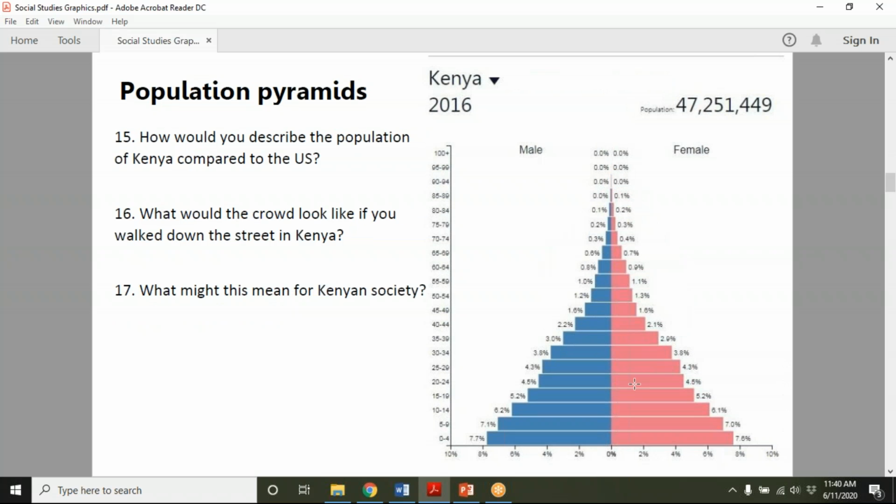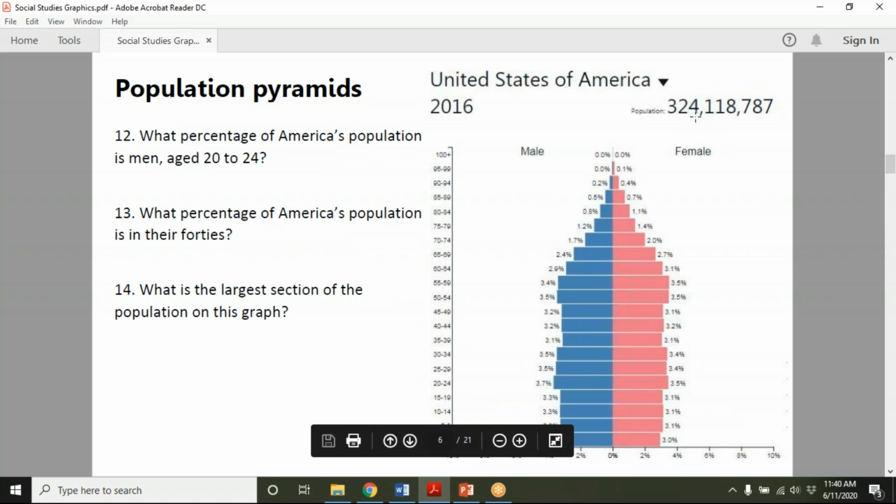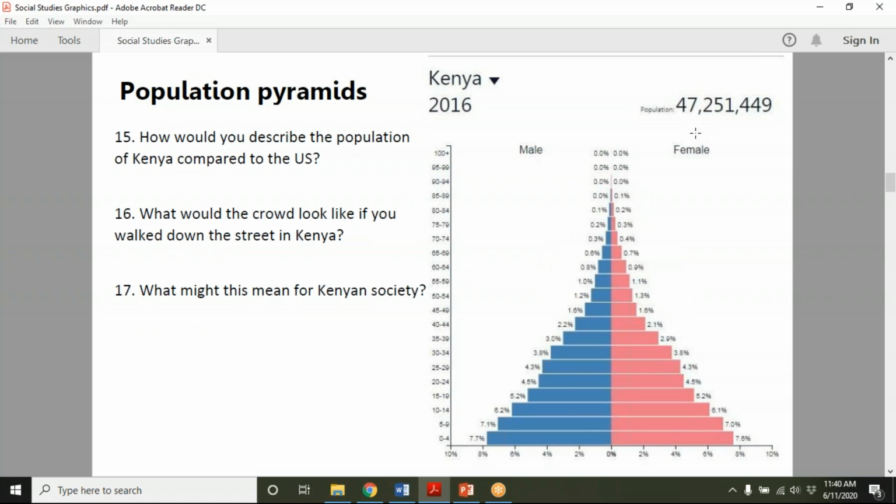Now, let's look at Kenya. Here's Kenya, in East Africa. Different than the United States, with a population of 47 million to our 324 million. Number 15, how would you describe the population of Kenya compared to the United States?